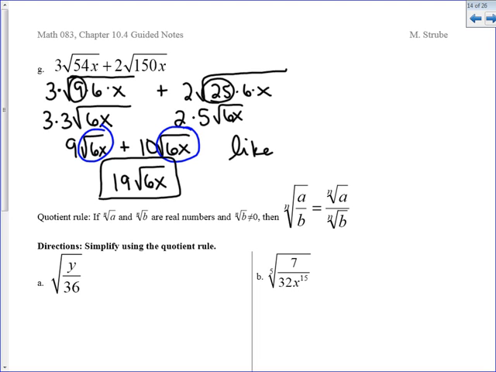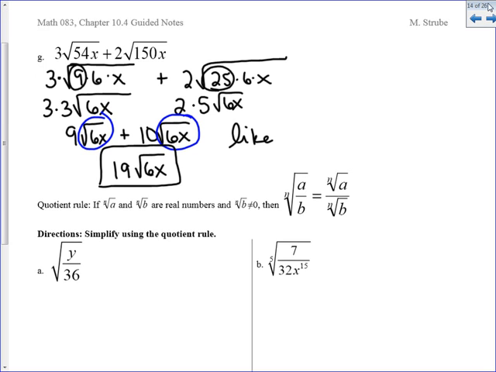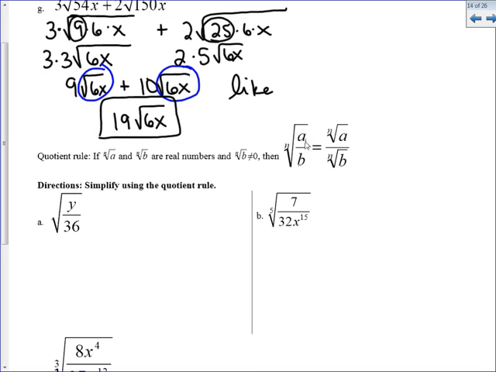Now we're going to talk about our quotient rule, which we've actually already worked with, one of the ways. So we saw this in 10.1. We saw the one big square root that was a fraction, and we broke it into 2, and then simplified them individually. So it's the same exact thing here, except not everything's going to be perfect necessarily.